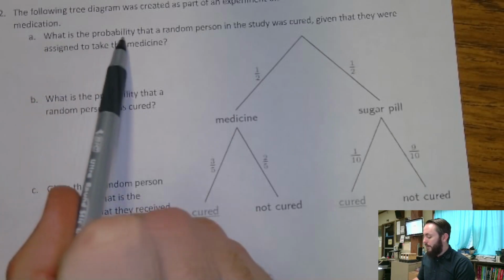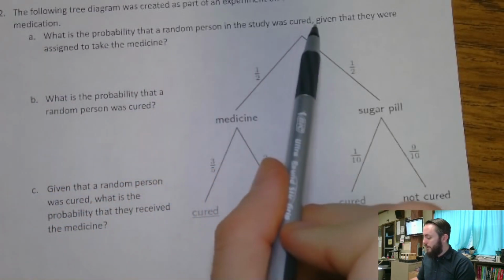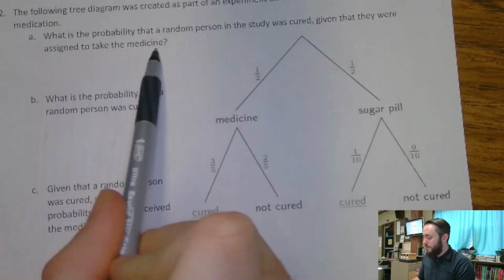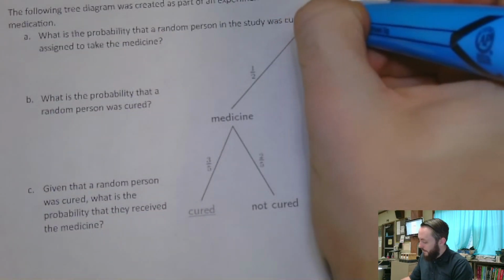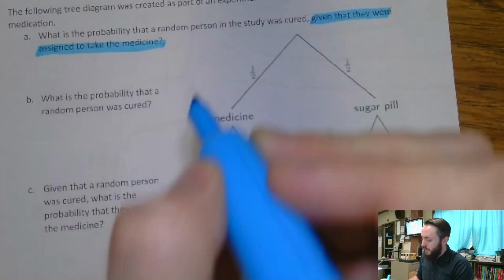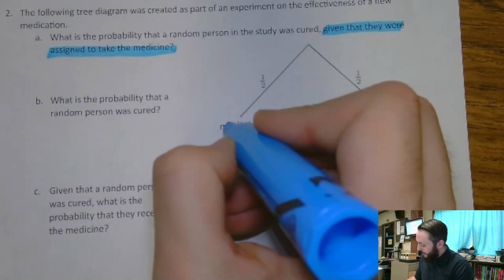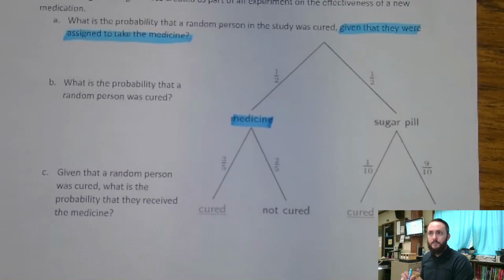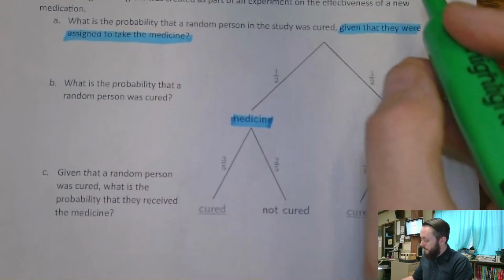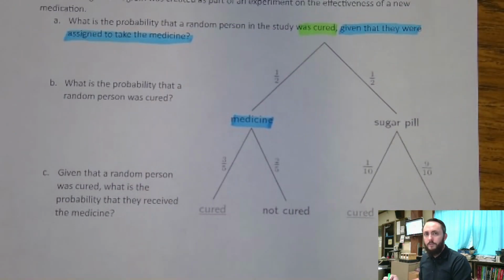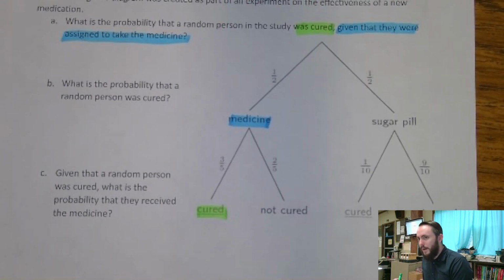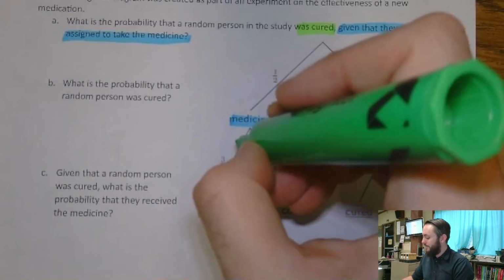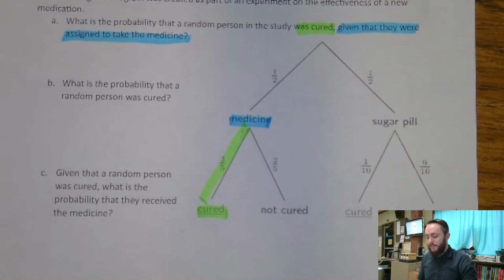What is the probability that a random person in the study was cured given that they were assigned to take the medicine? That's an important thing to remember: given that they were assigned to take the medicine. So given, we are here, that is where we are starting. What is the probability that they were cured? Well, to get from medicine to cured, there's only one path we have to take. Right there.